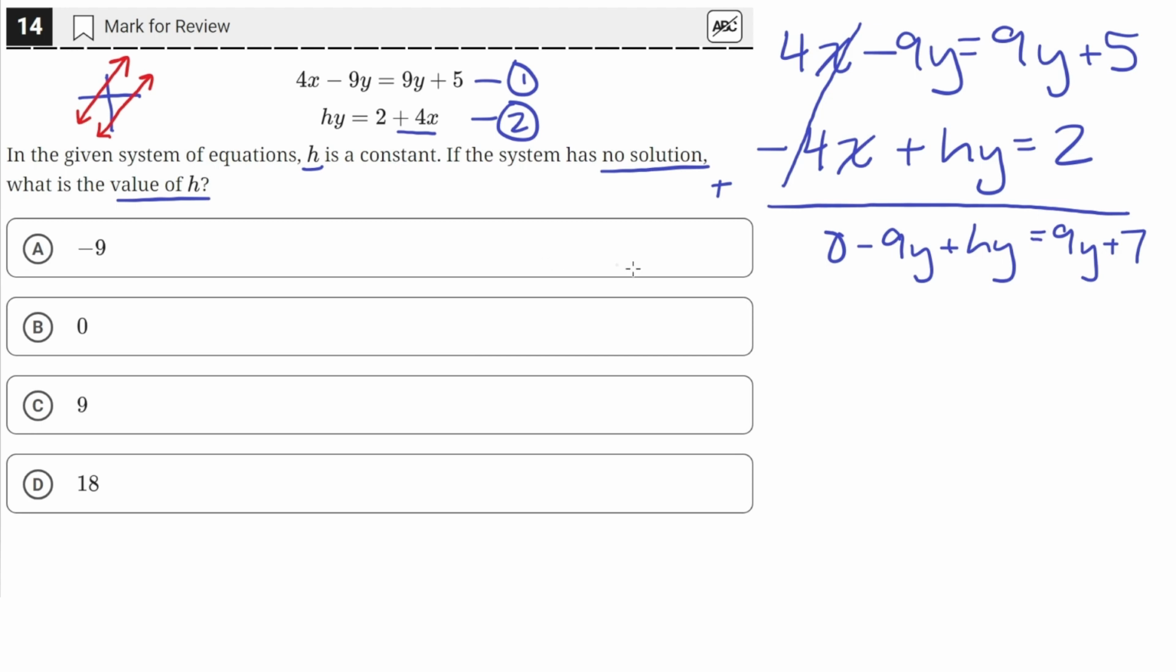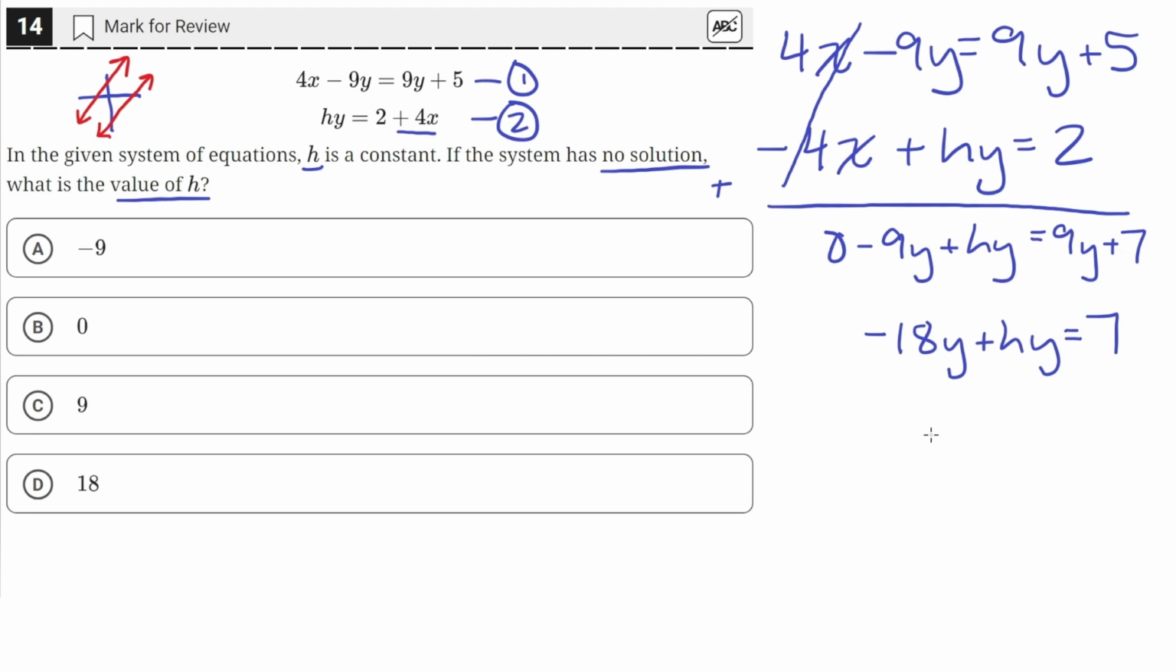Okay, so now we can move all the y's to one side. So if we move the y's to the left side, we'll get negative 18y plus hy equals 7.